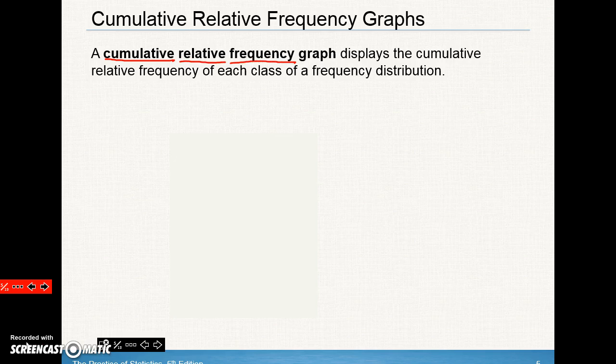Frequency means we're counting how many data elements fall within some interval. And we're going to put it all onto a graph. All right, so that's what that's all about. Let's take a look at some data.